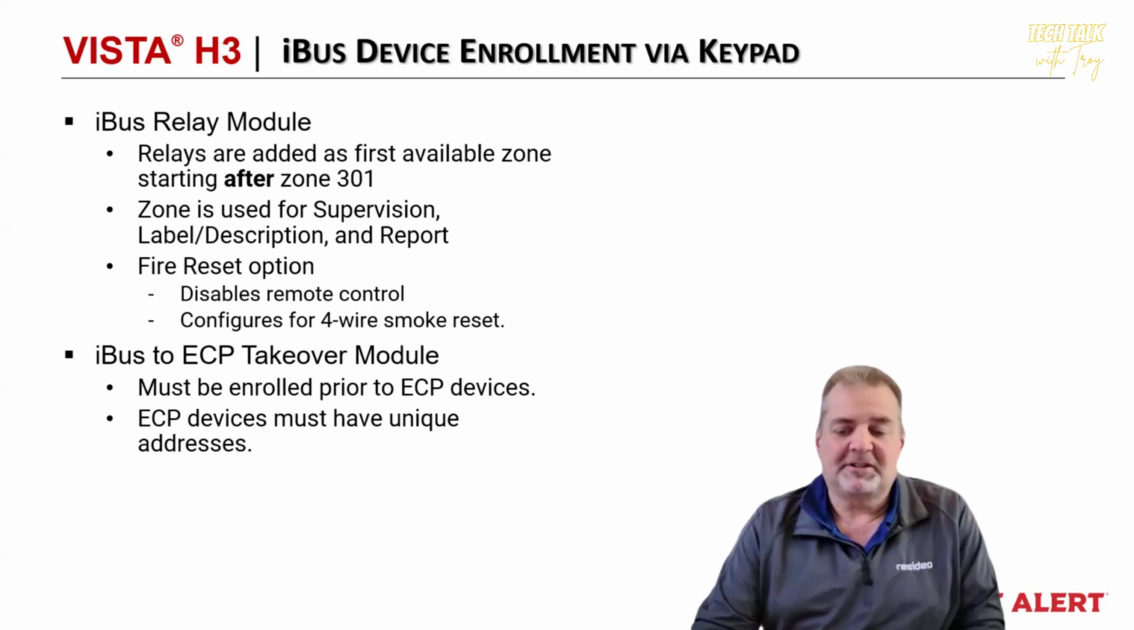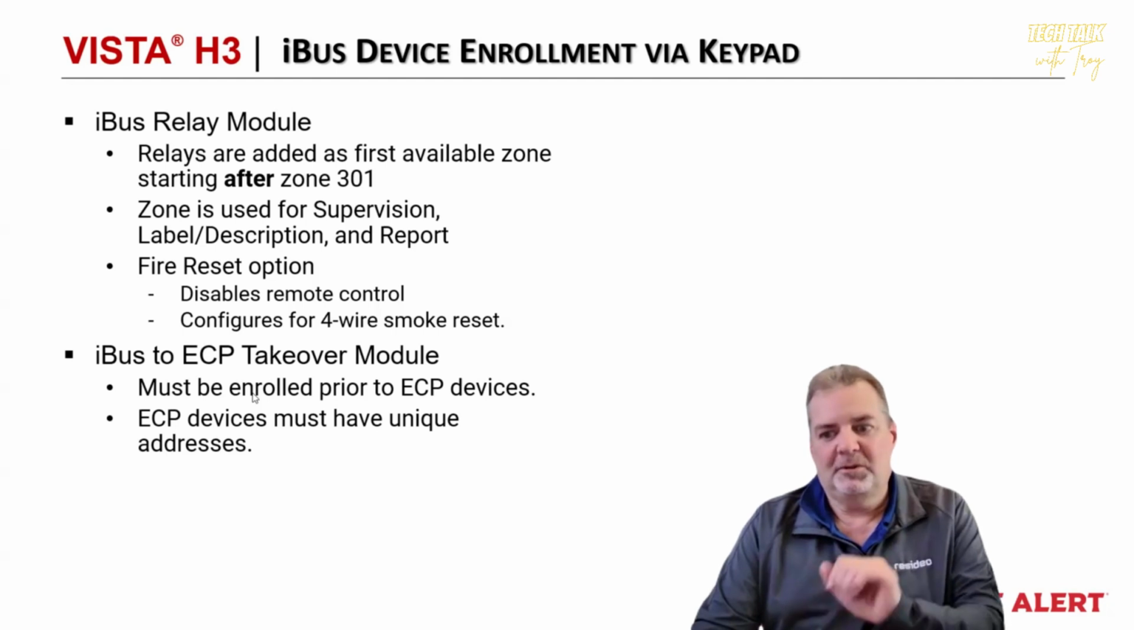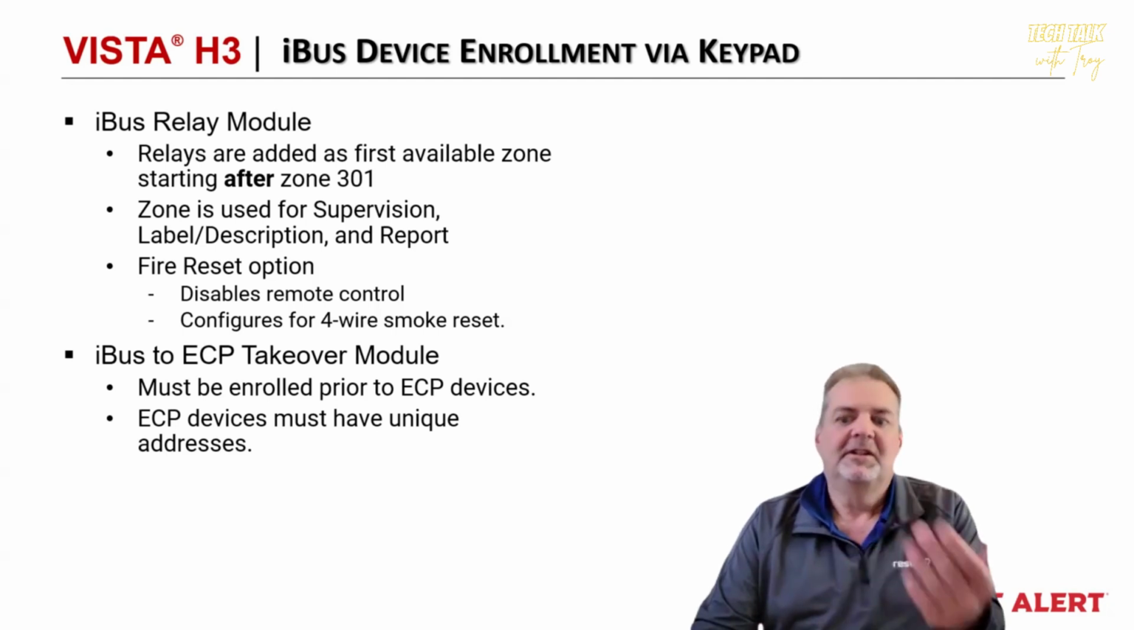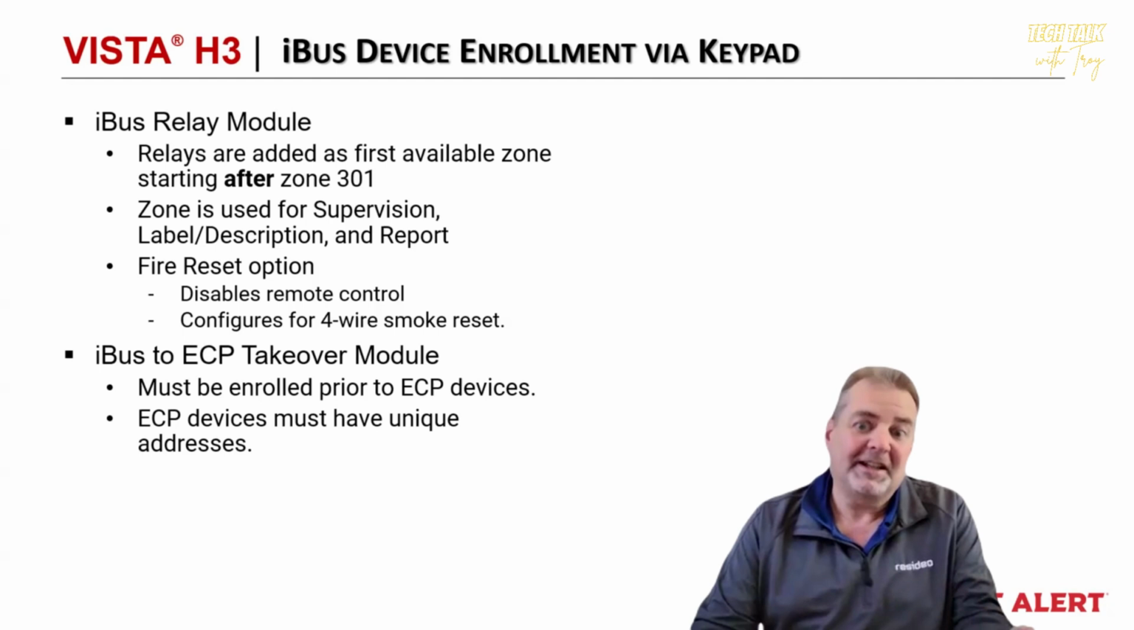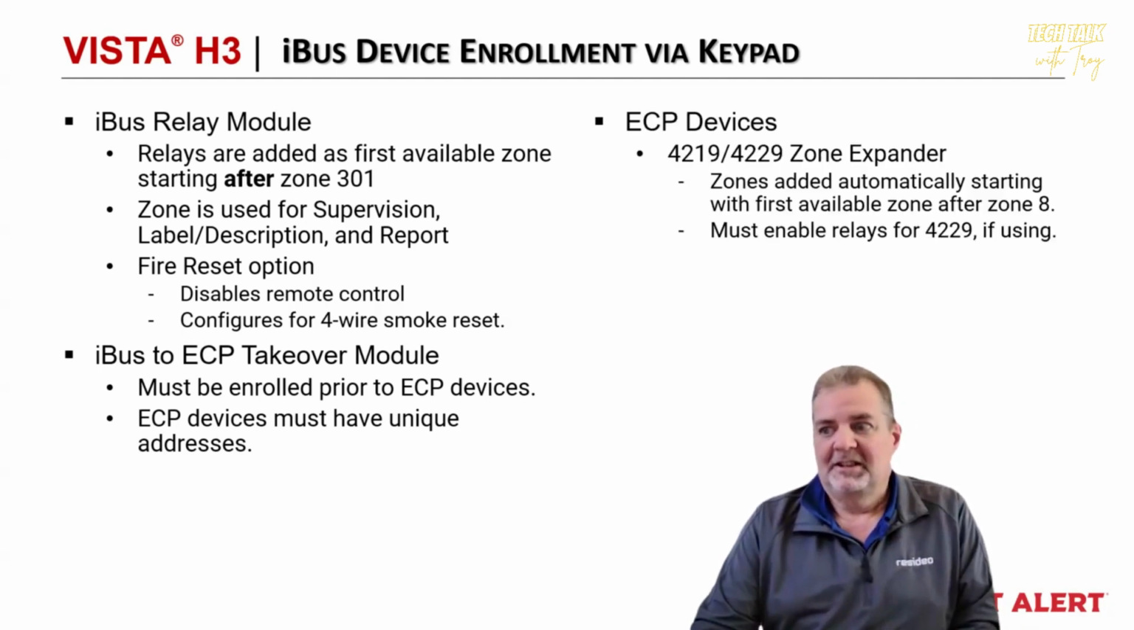When you connect an iBus ECP takeover module to the system, it will be enrolled as an iBus device. It will be in the 600s. And then for each device connected to it, you'll do enroll iBus device again, and it will enroll the devices connected to it. Each one has to have its own address.